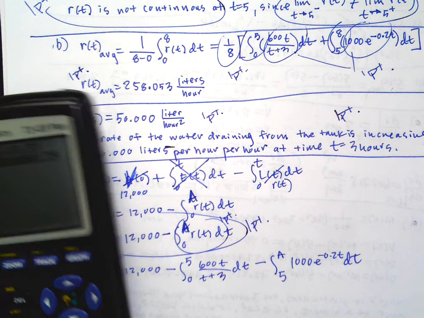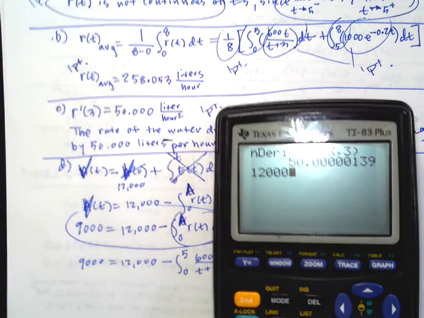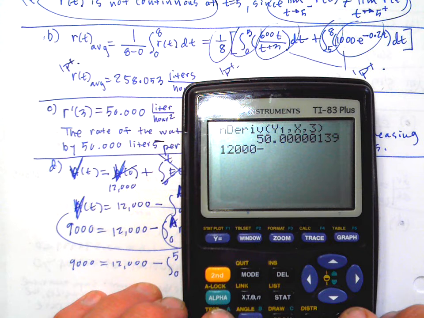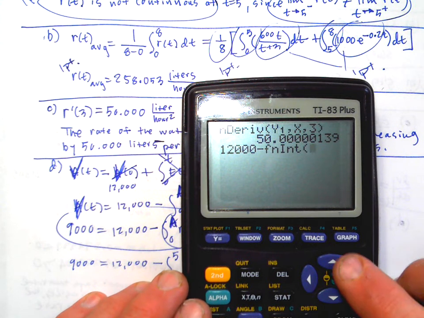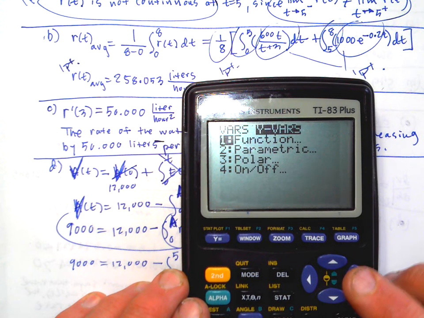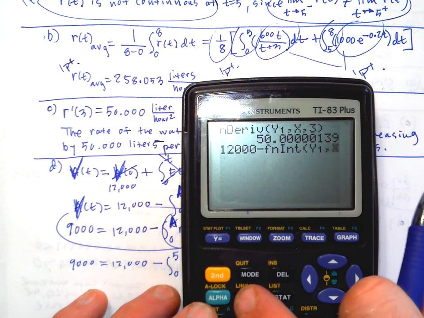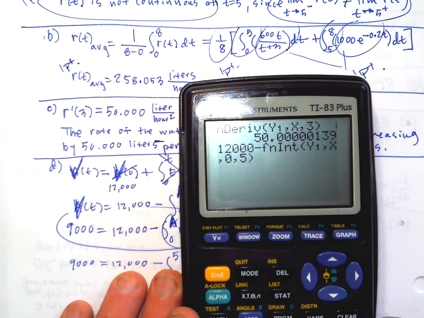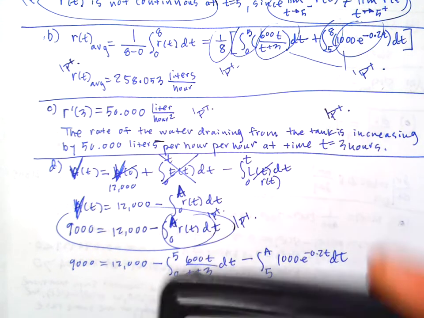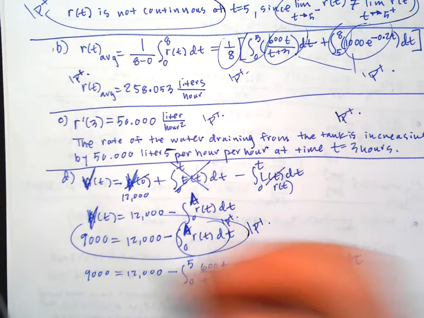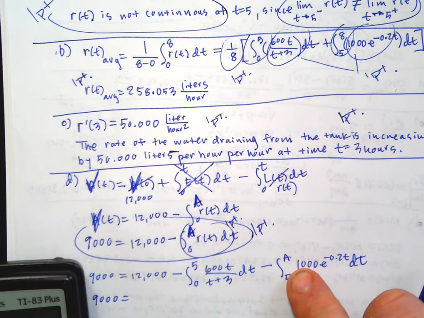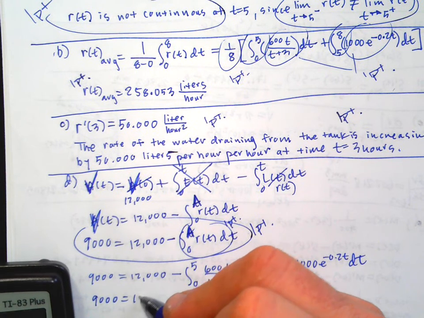So we could do 12,000 minus the integral from 0 to 5 using the calculator, and this will be how much water is in there after 5 hours, and it's not quite enough. So you could do that. That would give you the confidence to go ahead and write it like this, but then you could also write it like this.